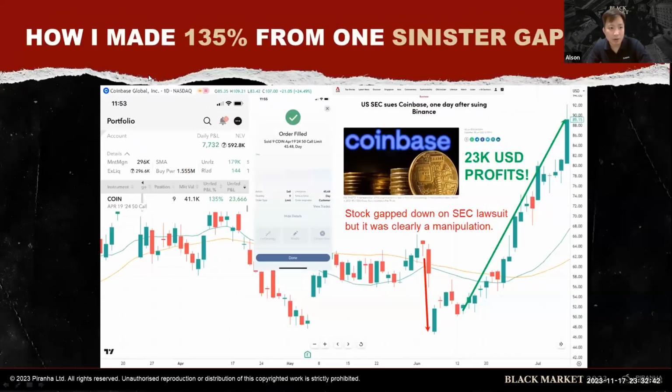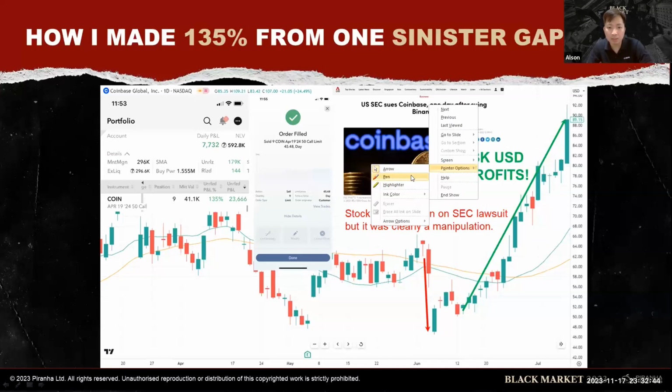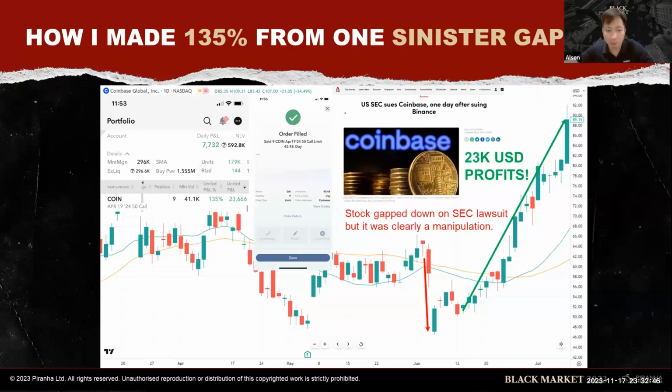And Coinbase. Coinbase is, I would say, the most recent sinister move by the market.